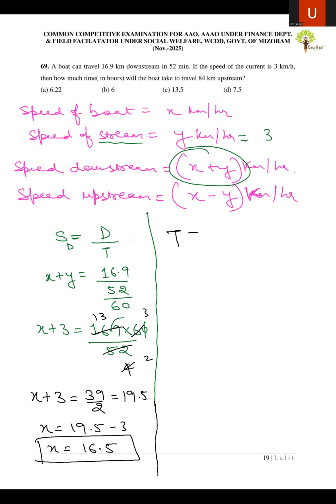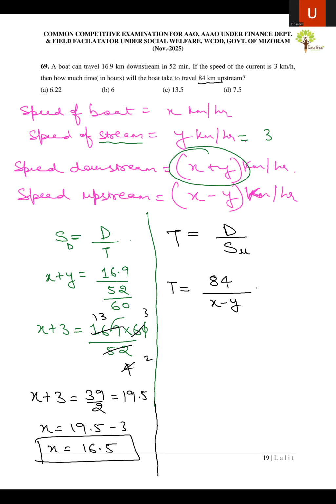All right. Now if x equals 16.5, they're asking how much time in hours the boat will take to travel 84 kilometers upstream. So time equals distance upon speed. Now they're talking about upstream, we have to find time. Distance is 84 kilometers. Speed upstream is what? x minus y. Now we have both the values.